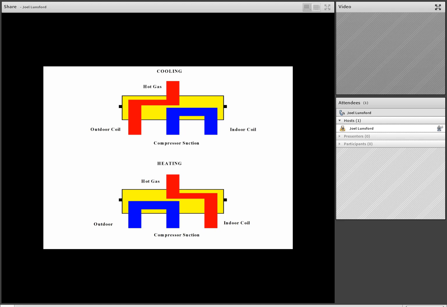And then based on the mode of operation, we may have cool gas coming back to the compressor from the indoor coil in the cooling mode, or we may have cool gas coming back from the outdoor coil in the heating mode. Now this is an important concept. A heat pump does not reverse cycle with the compressor. It reverses cycle between heating and cooling with the reversing valve, as we've discussed.